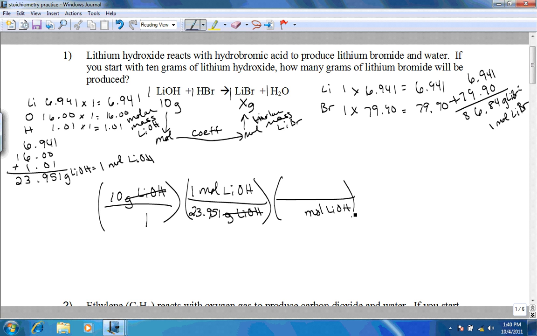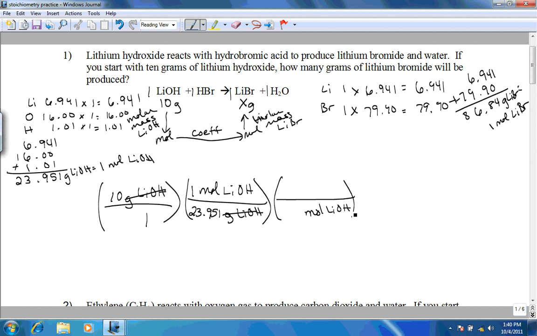So it's going to be 10. Oh, the moles of lithium bromide cancel. 10 divided by 23.95 times 86.84. That comes out to be 36 grams of lithium bromide. Notice every single time where we're coming from is always on the bottom. Where we're going to is always on the top.